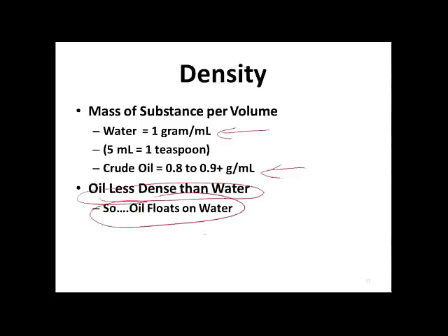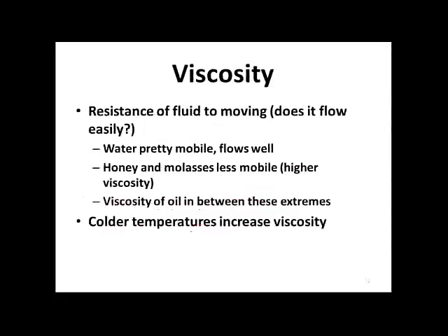All right. Now the second property of oil that we're going to focus on, and it's going to come into play today, is viscosity, all right? And remember, viscosity of an oil is how resistant it is to moving. Does it flow easily, all right? So water, we know, flows really well. It's very mobile. Honey and molasses are less mobile. They have a higher viscosity. And remember we said that oil has different viscosities depending on the type of oil, but that the colder the temperature, the more viscous any oil is.